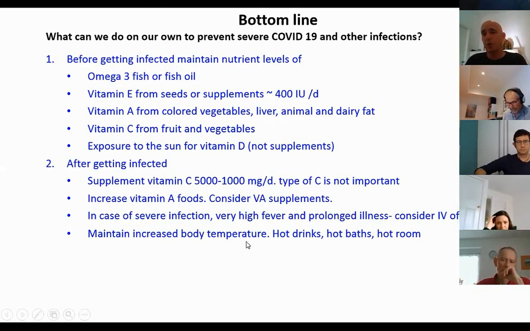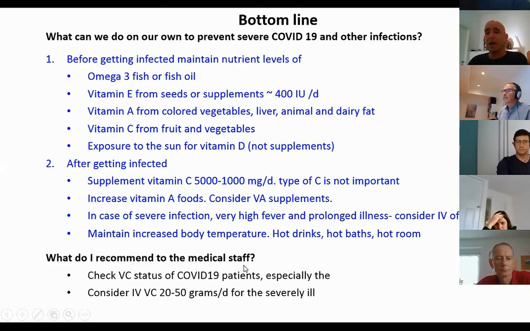Maintain increased body temperature: hot drinks, hot baths, hot room. This is not a legend, this is true. Your immune system works better at about 37.5, and viruses don't replicate above 37.5. It's not only that the viruses don't replicate, our DNA doesn't replicate at high temperature. So your body doesn't grow, doesn't replicate, and the viruses also don't replicate. This is why a low temperature is so dangerous for viral infections, because the viruses can replicate very, very fast. It's 36.5.